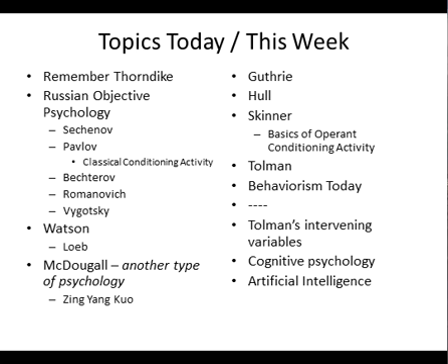Welcome back, class. We're starting on Unit 6 now, the last unit for this particular course. We'll start off with Chapter 16. Today and this week we'll be looking at Thorndike, Russian objective psychology, revisiting Watson and McDougall and others, Guthrie, Hull, and Skinner. We'll also be talking about Tolman, Behaviorism today, and then we'll lead into our discussions on cognitive psychology.